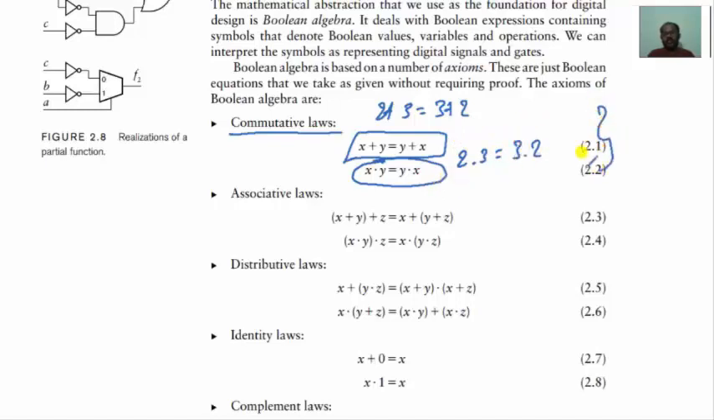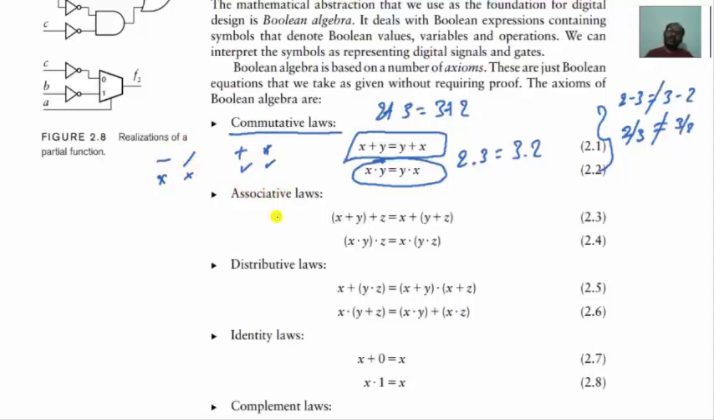But the commutative law is not applicable for subtraction as well as for division. Suppose I write 2 minus 3, which is not equal to 3 minus 2. Or the other way, 2 divided by 3 is not equal to 3 divided by 2. So the commutative law is applicable only for addition and multiplication, but not for subtraction or division.